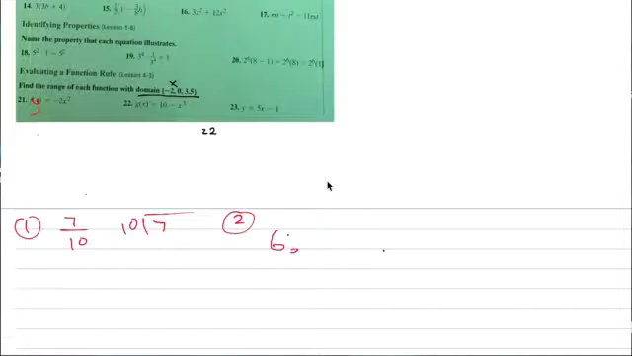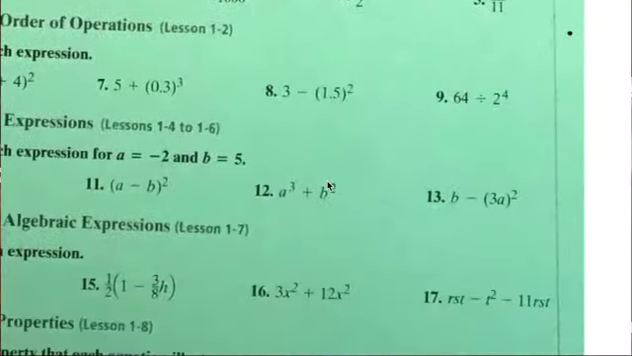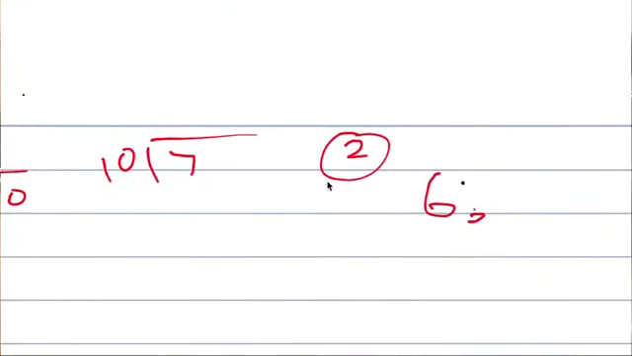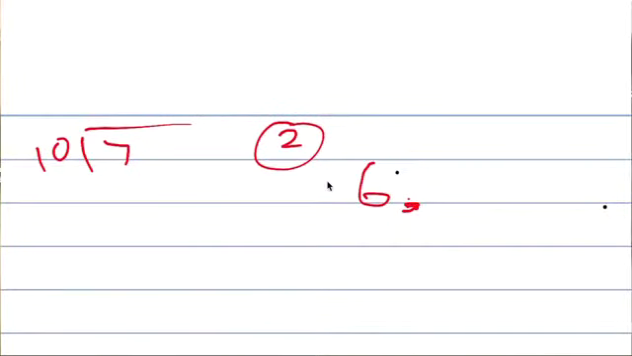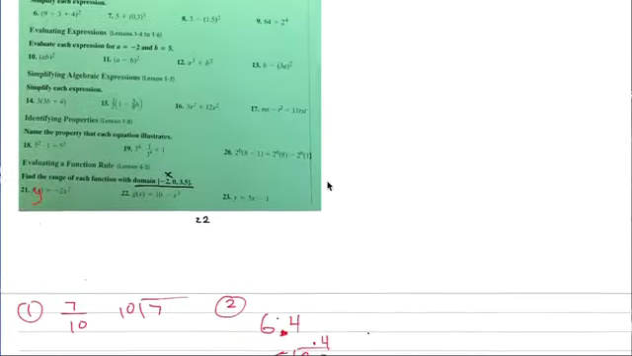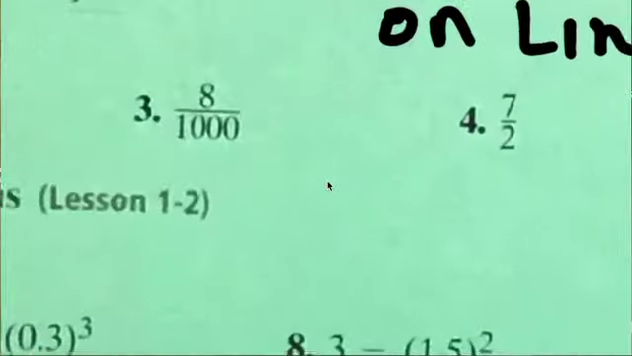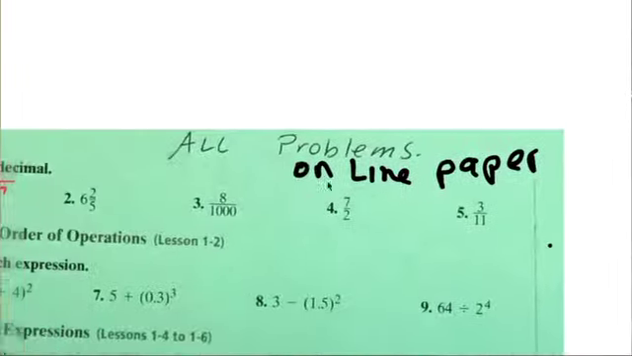Number 2, the answer would be 6 point something, because the 6 is a whole number, you see. It's 6.4 because 5 goes into 24 times, but put a decimal, that's the point, and then 0, 4, right? And then number 3, divide, or you can just, it's 3 zeros. Show the work on line paper.